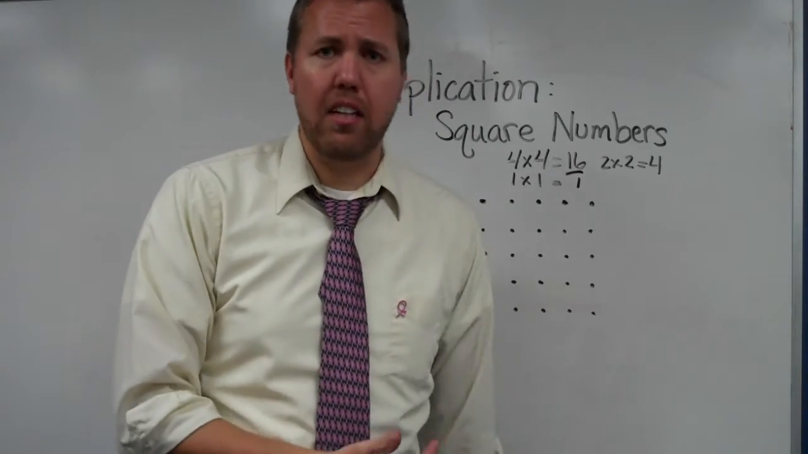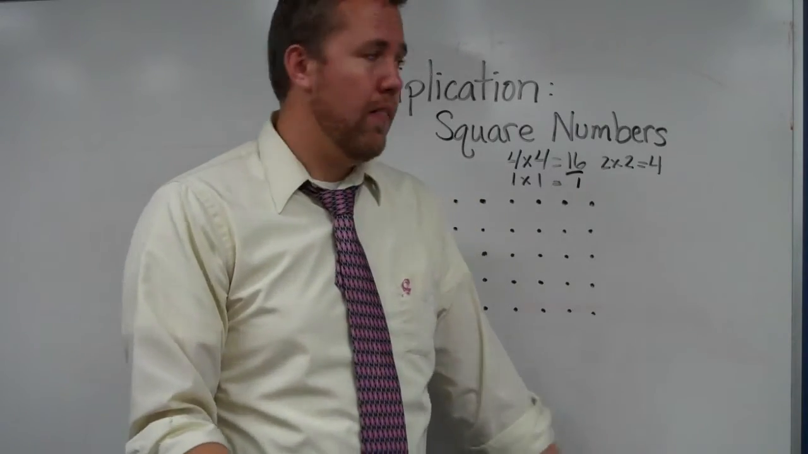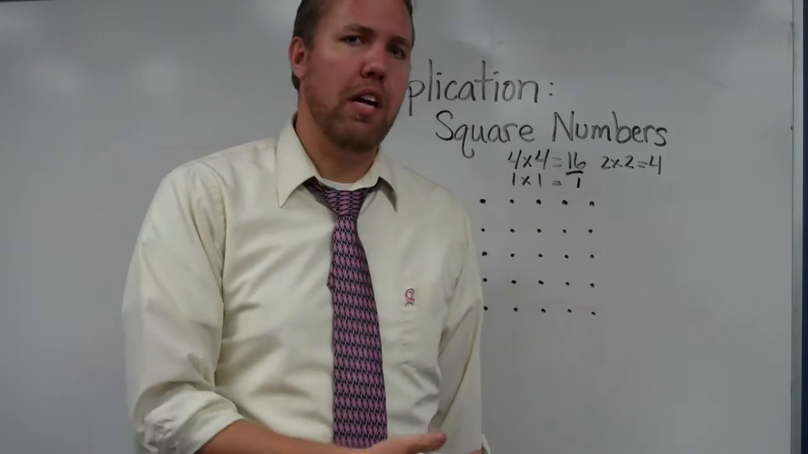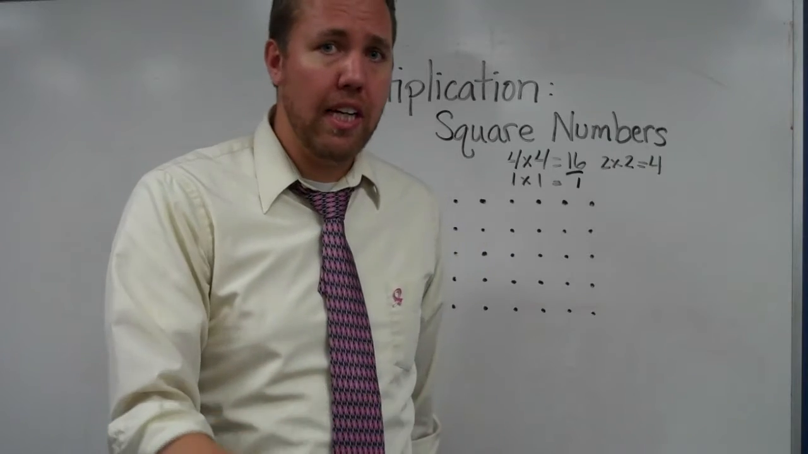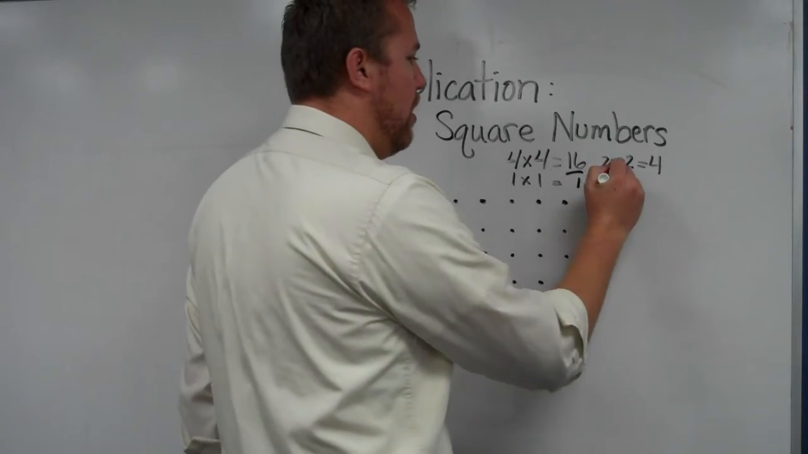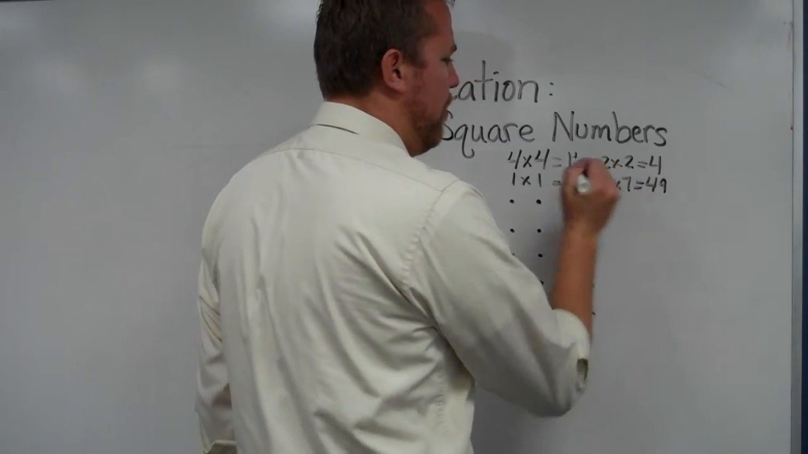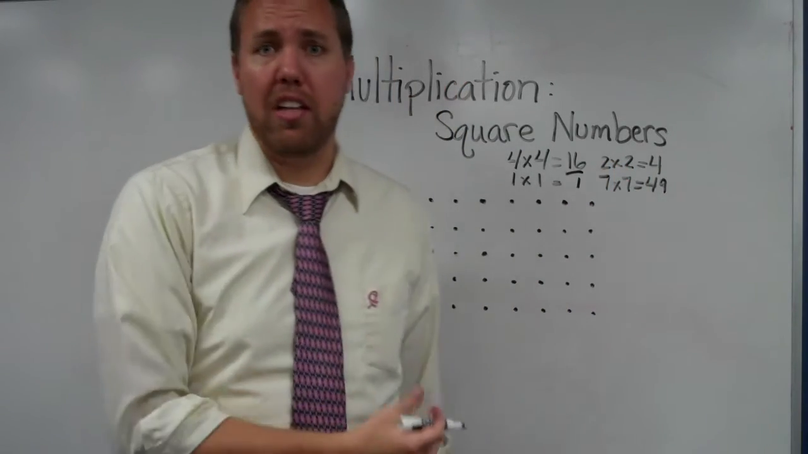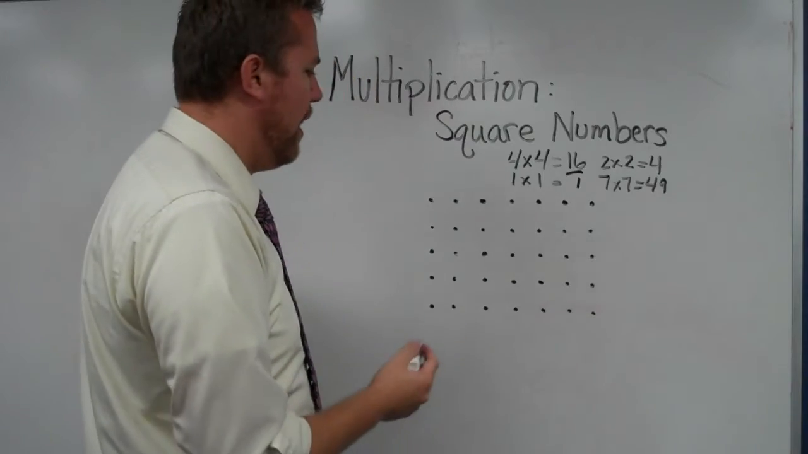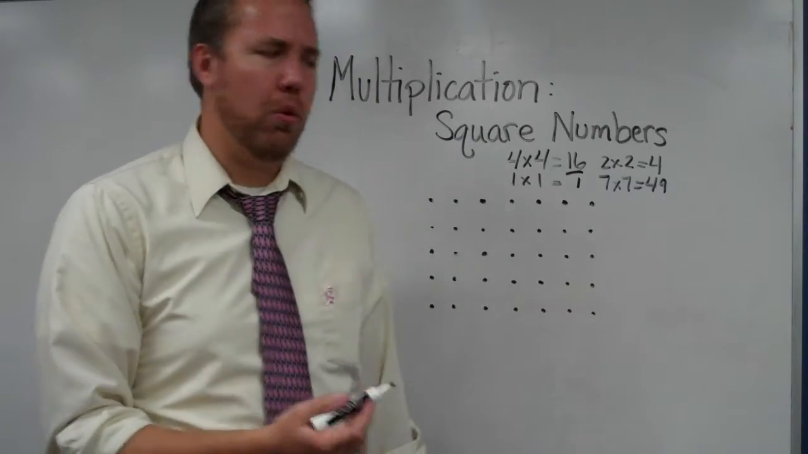19 times 19, 361. Okay, 361 is a square number. 7 times 7, 49 is a square number. Anytime we have two factors that are the same number multiplied together. Okay, and I just want to show you why this is a square number.